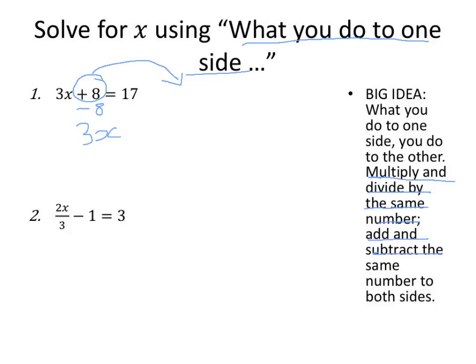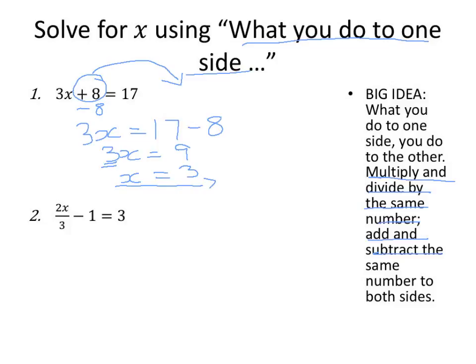So we've got 3x is equal to 17 minus 8. 17 minus 8 is 9. And now we want to divide both sides by the number that's left, and the number that's left is 3. If I divided this side by 3, I'd have x left alone. But what you do to one side, you do to the other side. x is equal to 3.